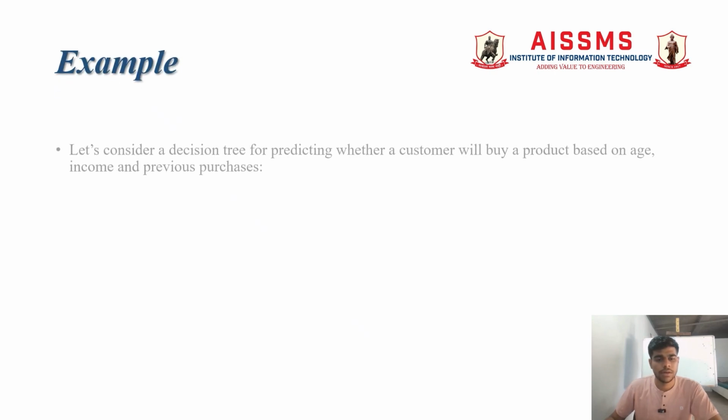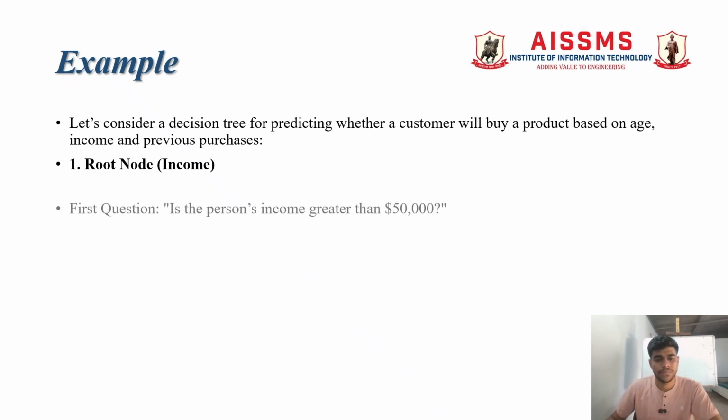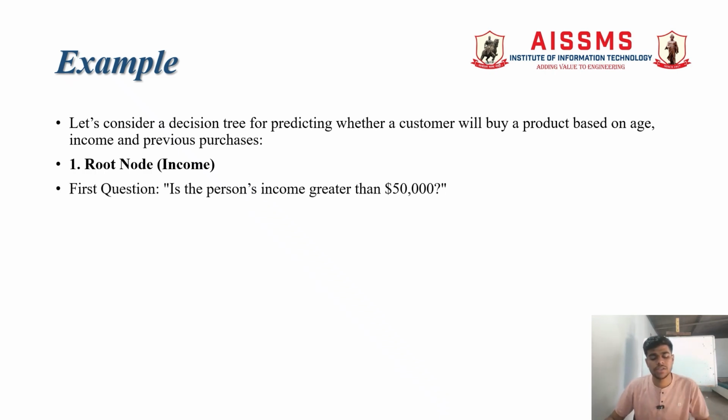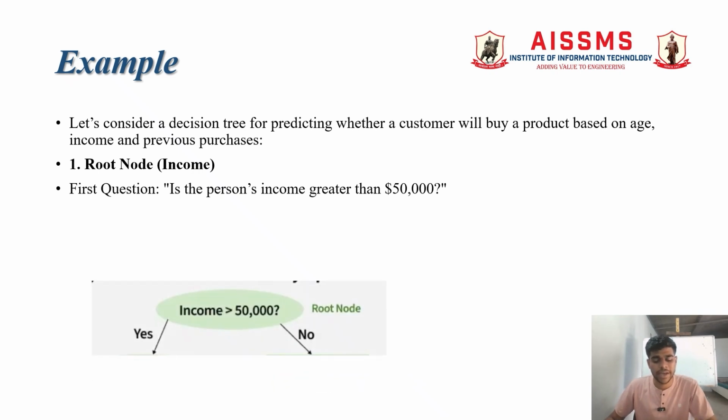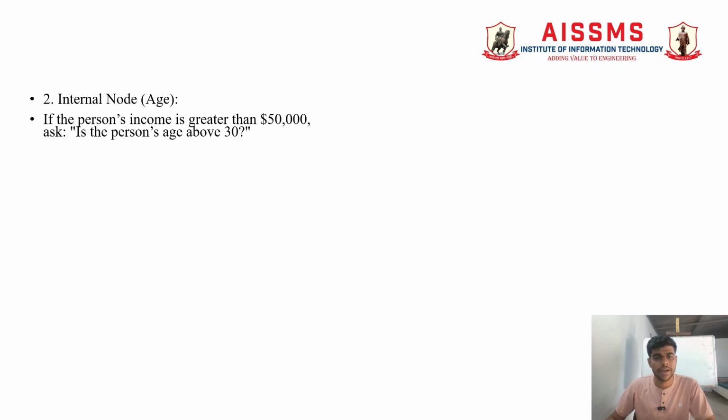Example. In this example, we see whether the customer buys a product or not based on the customer's salary. Let's first look at the root node. The decision tree might first ask if the income is greater than 15,000. If yes, it checks the age. If yes, then we proceed to the next question. We ask the next question: is the customer's age greater than 30? So this is our next internal node.